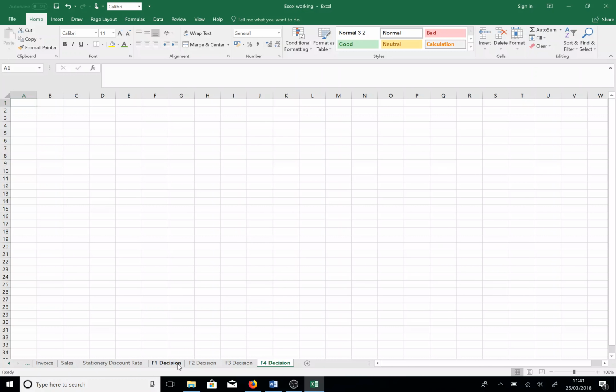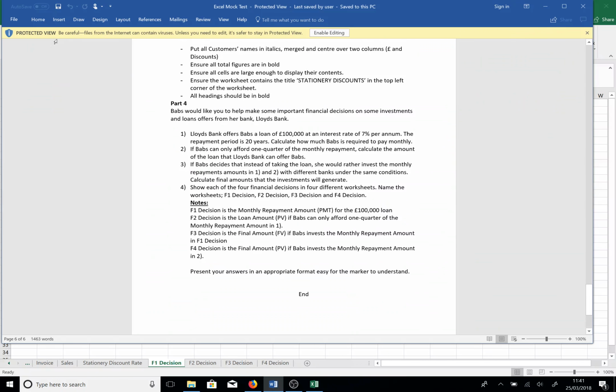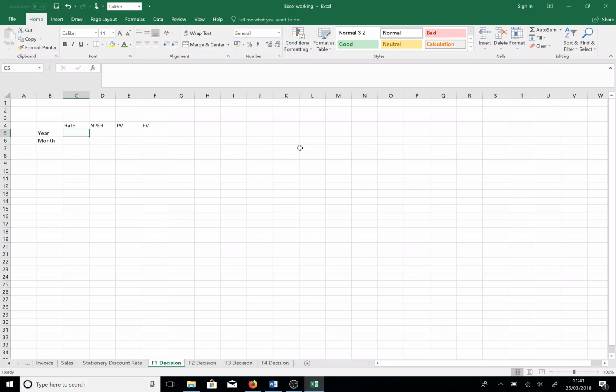Okay. So rate. So he says Lloyds Bank offer a loan of 100 grand at an interest rate of 7% per annum. Then monthly, the repayment period is 20 years, but it's monthly. So he wants you to work out monthly compounding. However many months there are in 20 years, there's 12 every year. So it's 20 times 12.